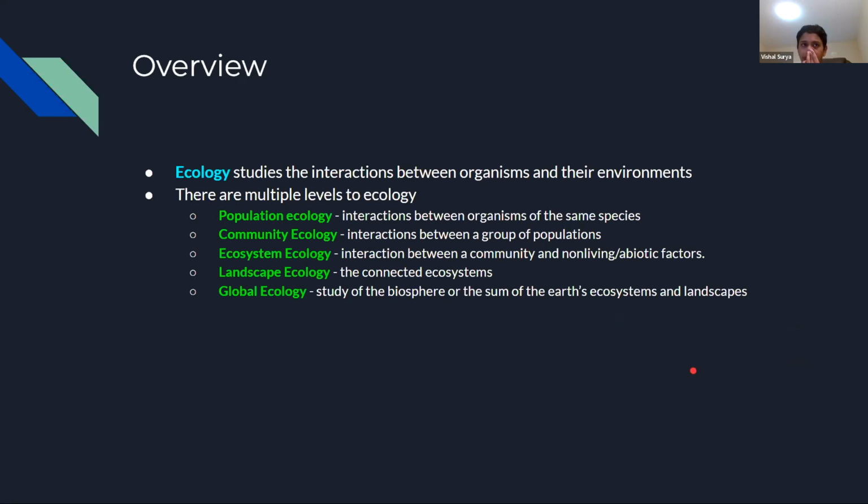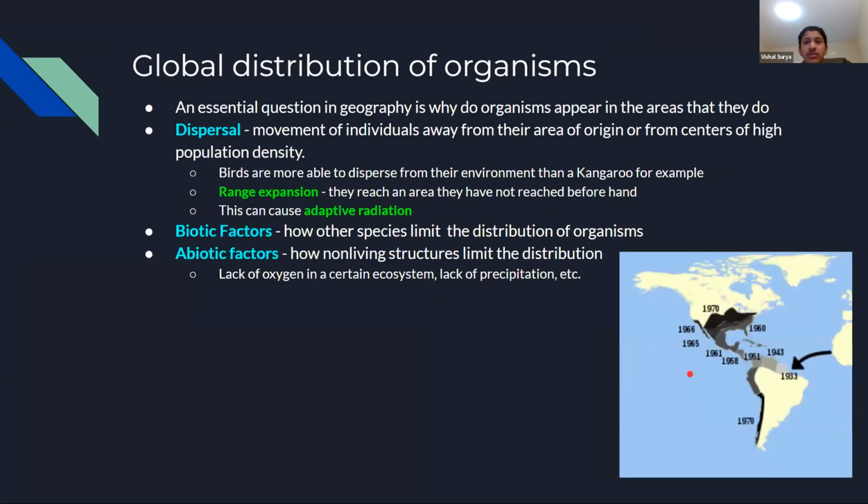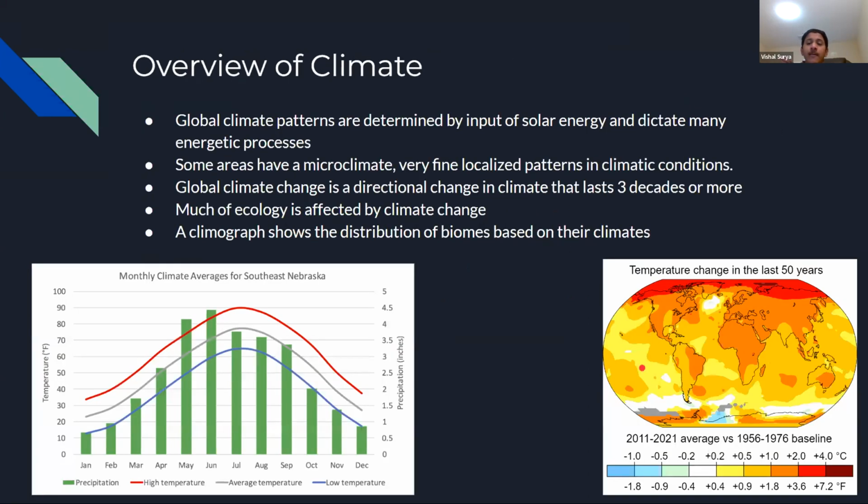So another one is the overview of climate. Basically, it's about how temperature patterns matter, since organisms need to survive at certain temperatures. Climate change shows that organisms have to adapt to rising temperatures, etc. We also have climate graphs, which can show the distribution of precipitation and temperatures over different time periods, such as months.